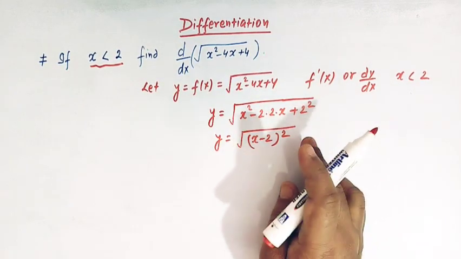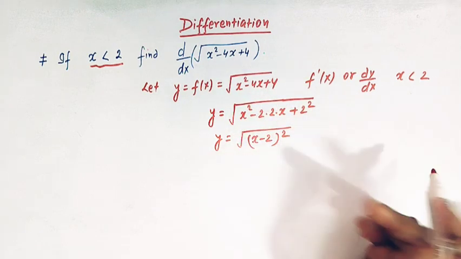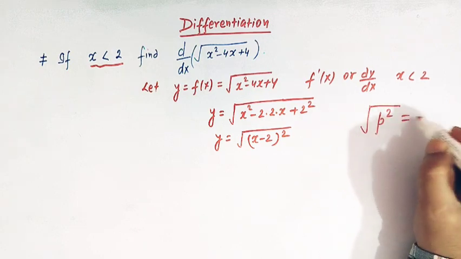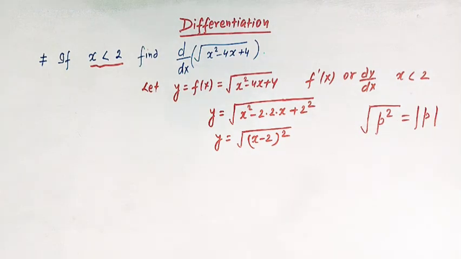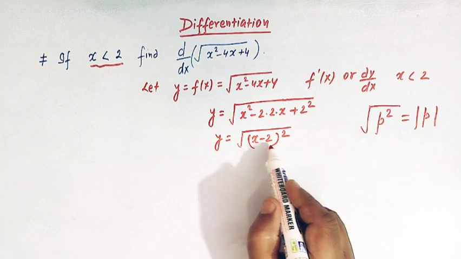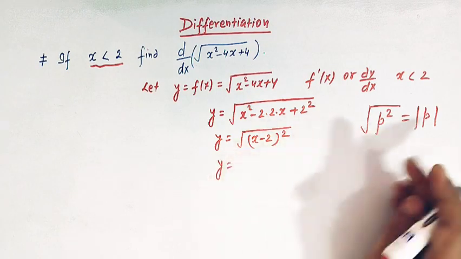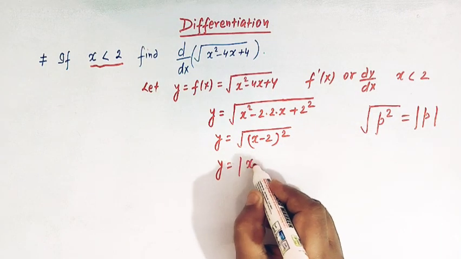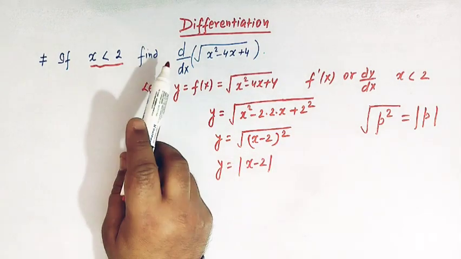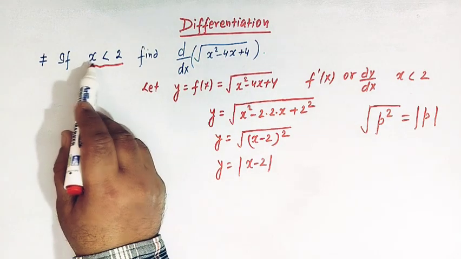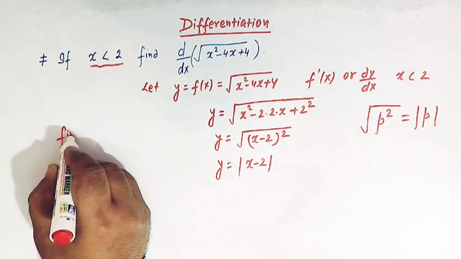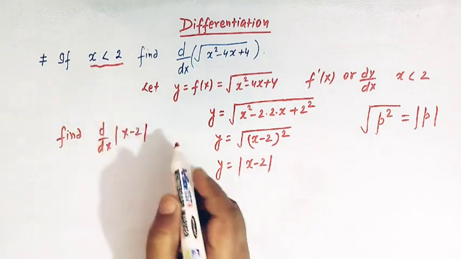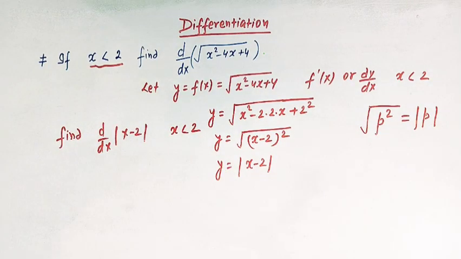So now here comes the concept of the absolute value function. We know that the square root of p square is given by the mod of p. So here we have the square root of x minus 2 whole square, and we can use this definition of the absolute value function. So we have mod of x minus 2. Now our problem reduces to: if x is less than 2, then find the derivative of mod of x minus 2 for all x which are less than 2.